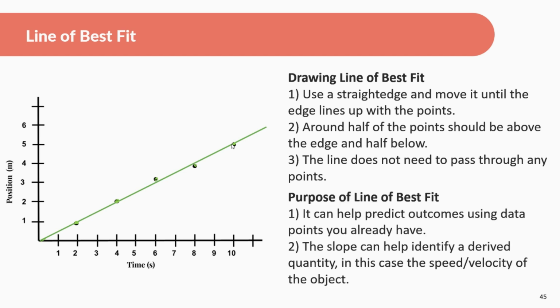Purpose of the line of best fit: it can help predict outcomes using data points you already have, a lot of times in labs and stuff like that. The slope can help identify a derived quantity, in this case, the speed or velocity of the object. And we'll go more into that as we do example problems, how this can help you find the speed or the velocity of an object or of what's being recorded.